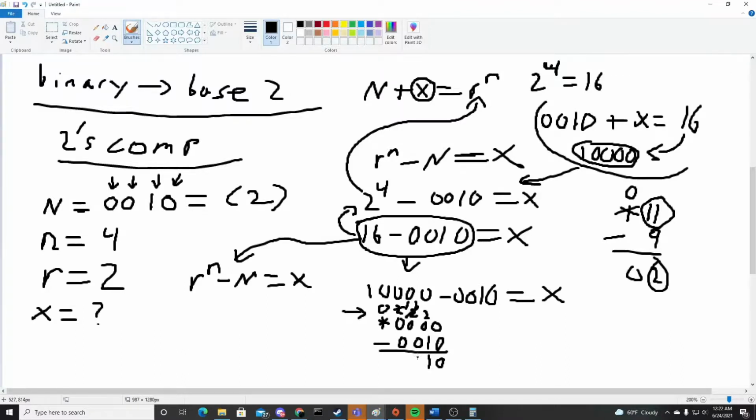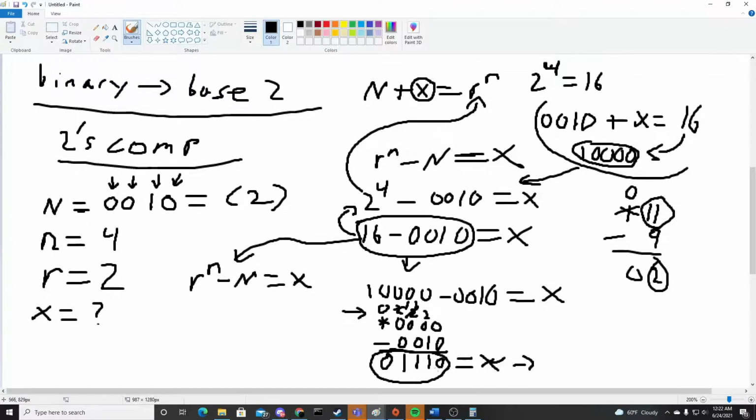1 minus 0, which is 1. 1 minus 0, which is 1. And then finally we just have 0 here. And so ultimately, here is our result. So we would say this right here, 01110, is ultimately equal to x.